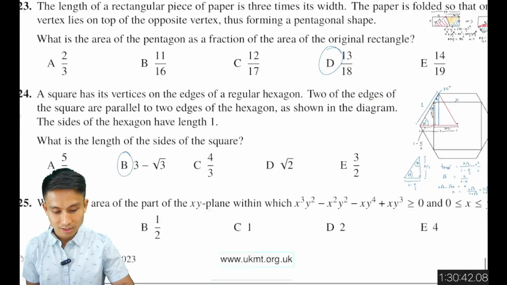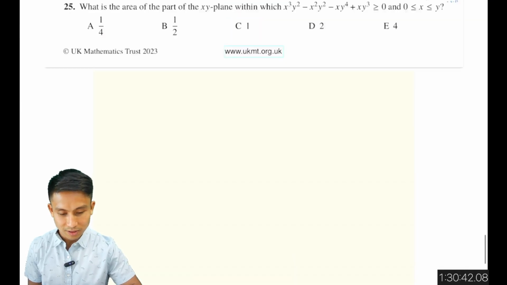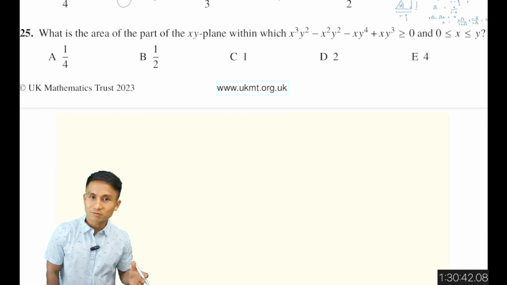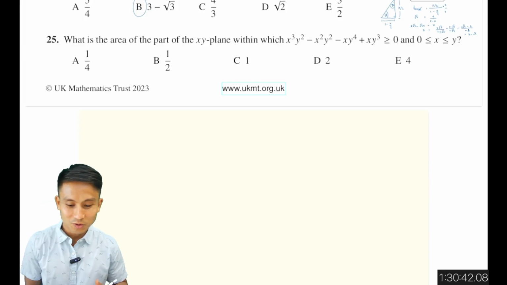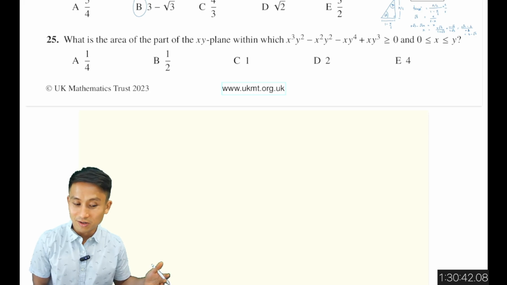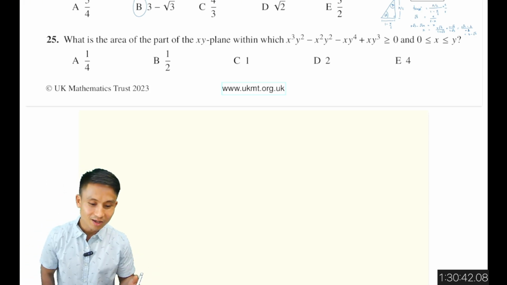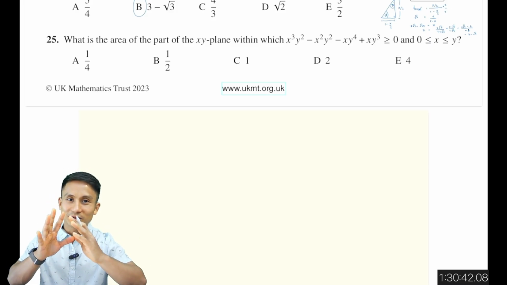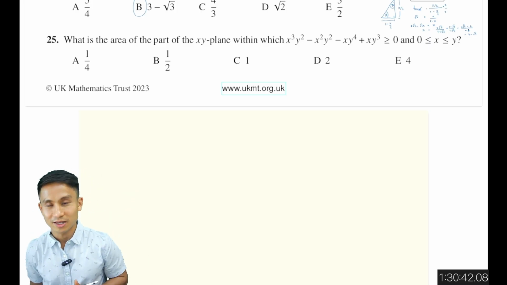Yeah. And let's do the last bit. I'm going to add some page here. Okay, so the last bit, question 25. This one is very tricky. It's quite hard, honestly. What is the area of the part of the xy plane within which blah blah blah greater than 0 and 0 less than or equal to x less than y? Basically, you need to shade the area, the region that satisfies all the inequalities there.